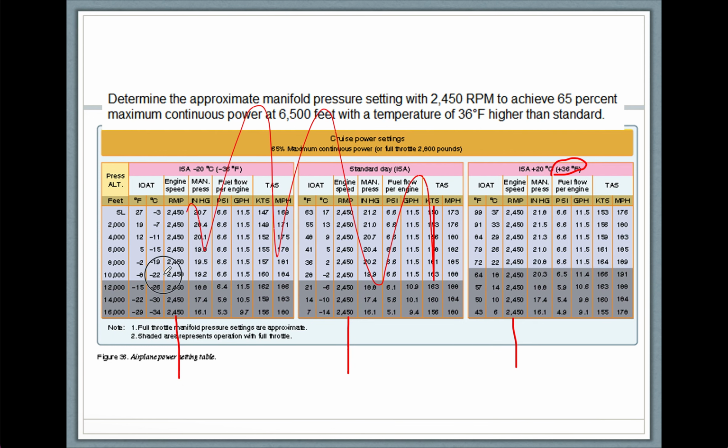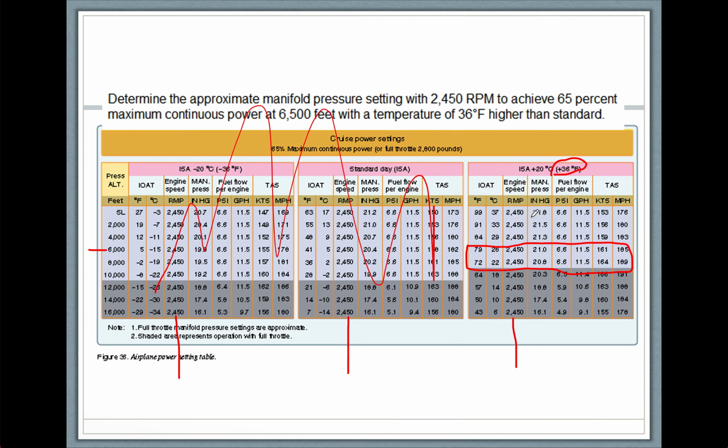So we're not going to use any one of those. And I'm at 6,500 feet, so I'm a little bit higher than 6,000 feet. I want to know what manifold pressure will give me 65% power. There's our temperature. So we're over here. Here's our temperatures. There's our altitudes. We're at 6,500 feet, just a little over that number. I want to know what manifold pressure is going to get me that.